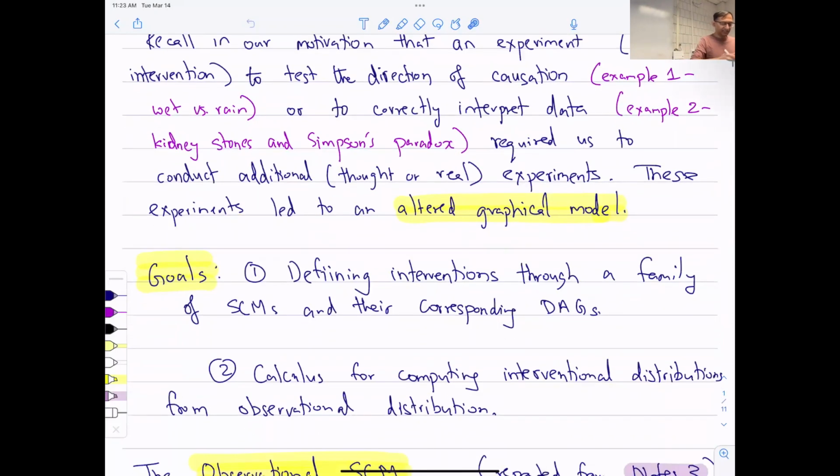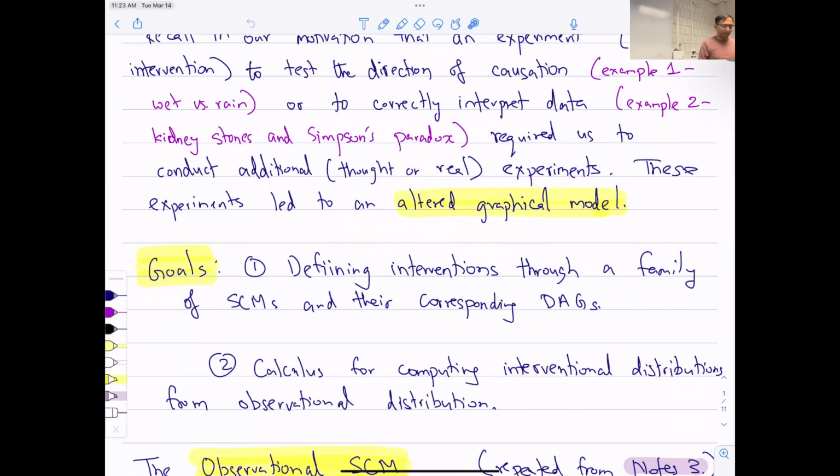So in this section, there are two goals. First is defining interventions through a family of structural causal models and their corresponding graphs. So you start with an SCM, you can define interventions, that gives you a new SCM. So you get a family of SCMs corresponding to the original model and all the interventions. And two, can we do the total probability theorem kind of things for this? Meaning, I want to compute interventional distributions.